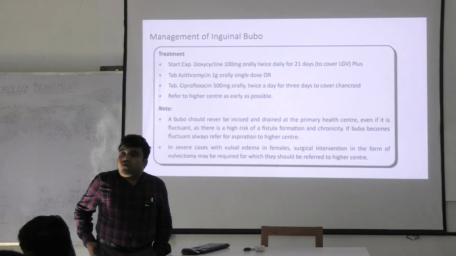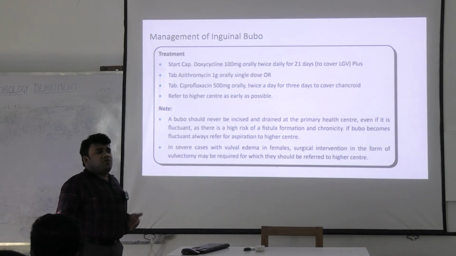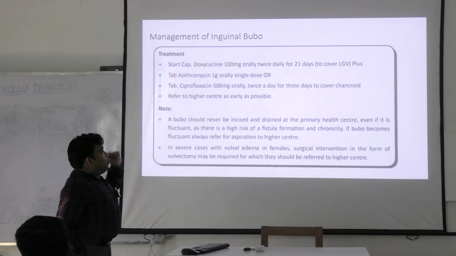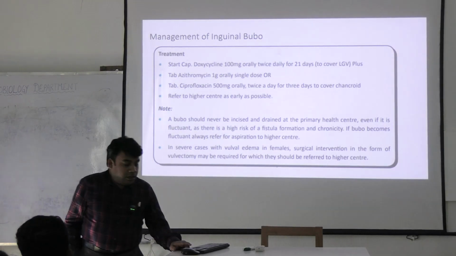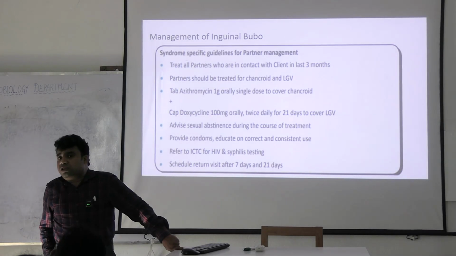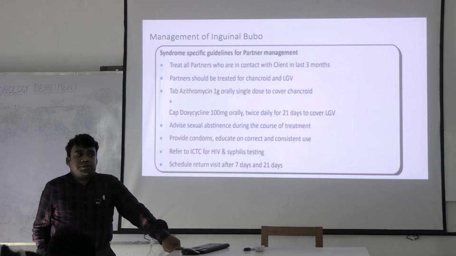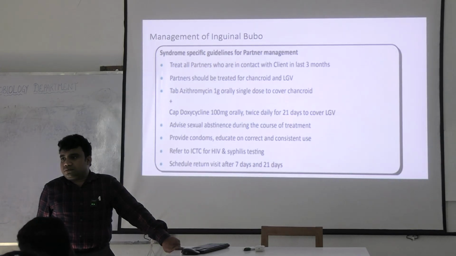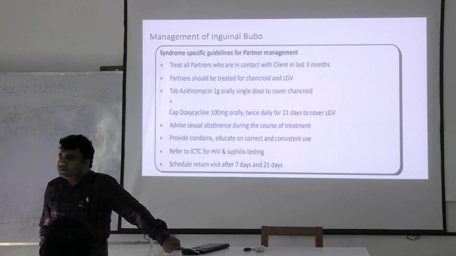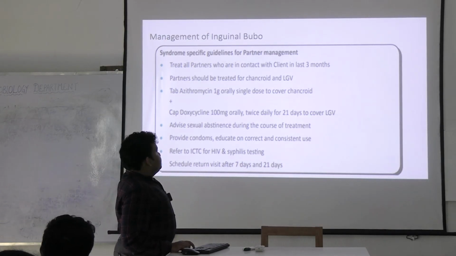Now, for the treatment of this condition, we have to give the drug doxycycline for a period of 21 days. This is for LGV. And for chancroid, we can go for azithromycin. Similarly, like previously, we need to treat all the persons who have come in sexual contact with this patient in the previous 3 months. When I say previous 3 months, that means we need to do contact tracing. Similarly, we need to also treat the partners.